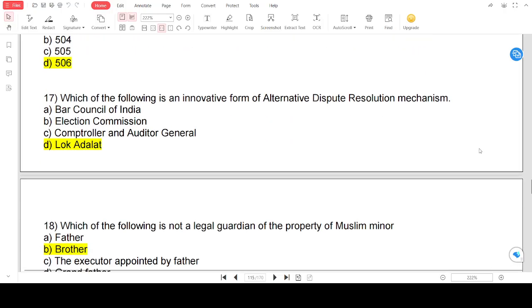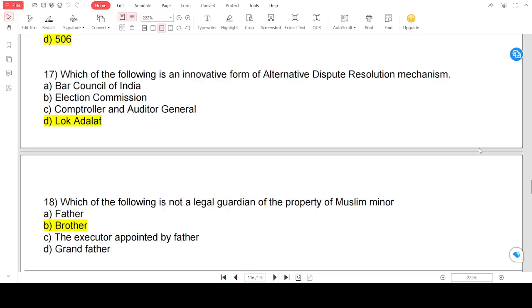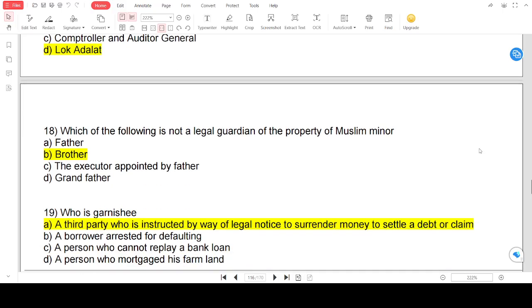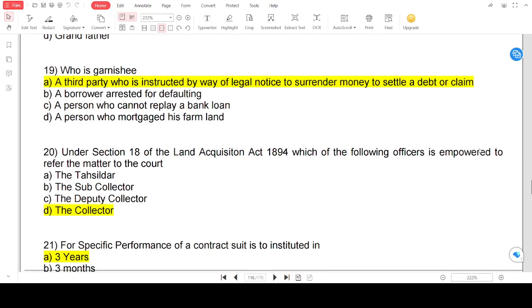Which of the following is known as an innovative form of alternate dispute resolution mechanism? Lok Adalat. Which of the following is not a guardian of the property? Muslim minor brother. Who is a garnishee? A third party who is instructed by way of legal notice to surrender money to settle a debt or claim.